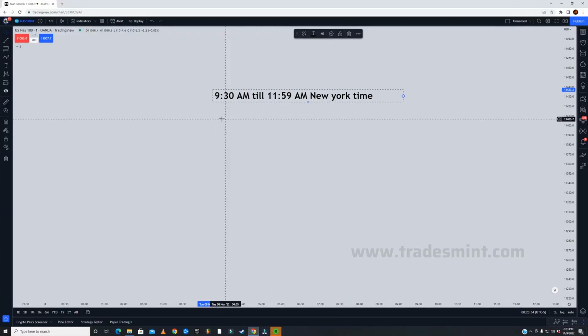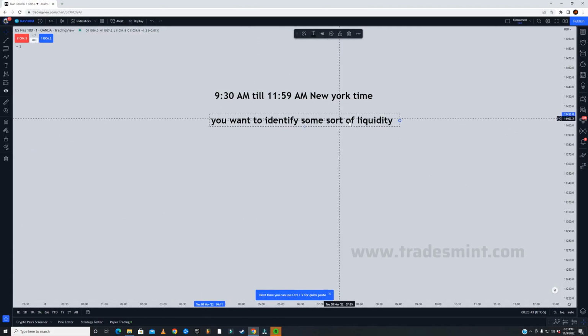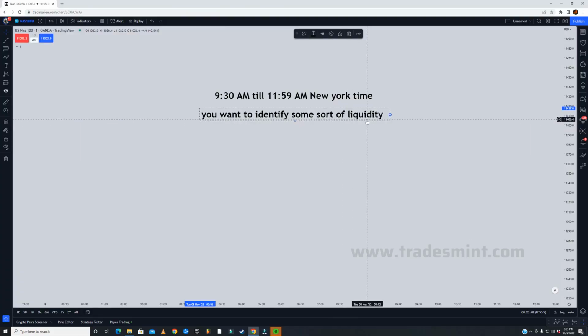The second rule is you want to identify some sort of liquidity between these hours. And/or you can start looking for some sort of liquidity at 9:25 a.m. You can take trades after 9:30. I'm going to explain it later, but rule number 2 is you want to identify some sort of liquidity.